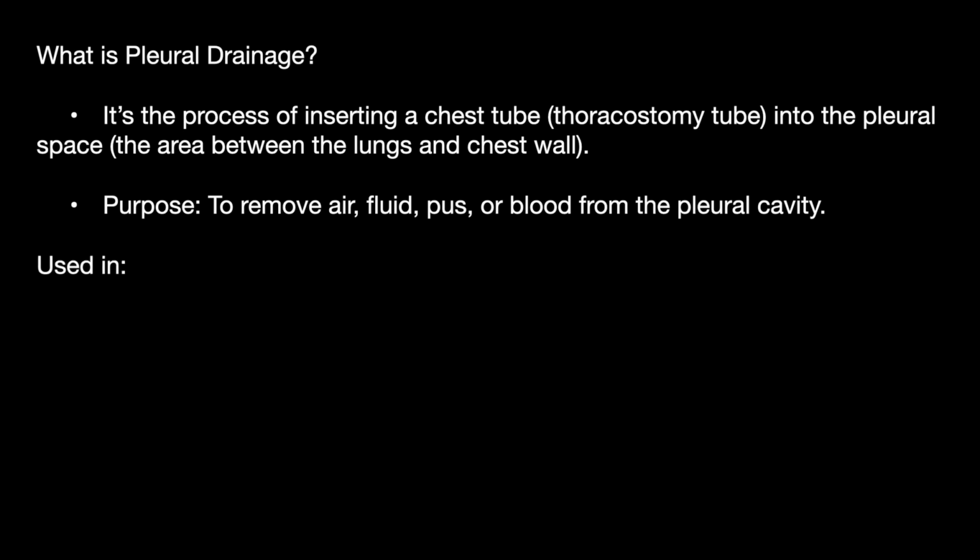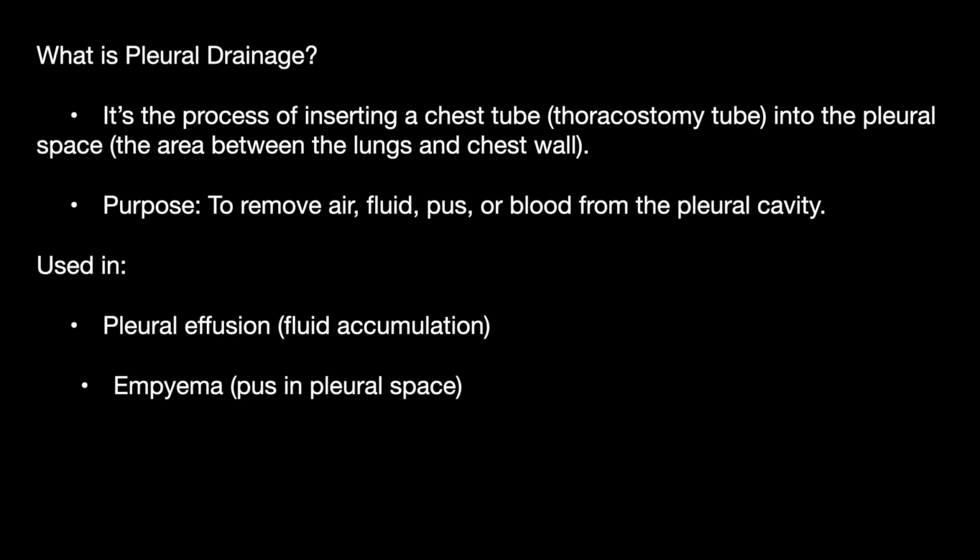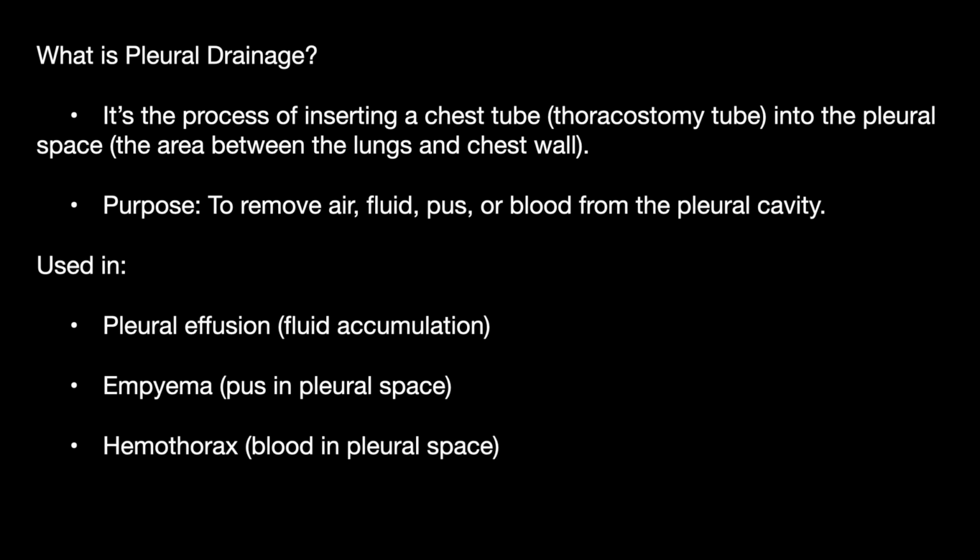The visceral and the parietal pleura form what is known as the pleural cavity. So it is used to remove pleural effusion, empyema, that is pus, hemothorax, that is blood, or pneumothorax, that is air.